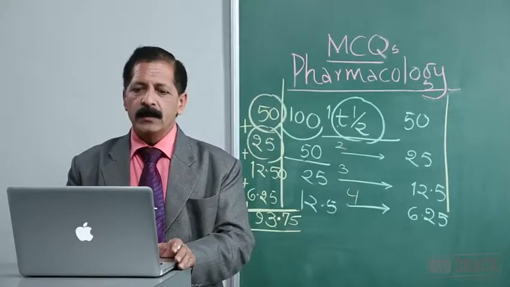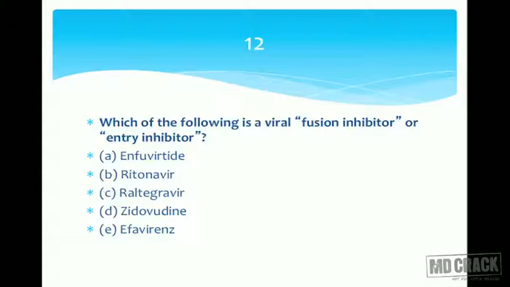We go to the next question. Which of the following is a viral fusion inhibitor or viral entry inhibitor? There are 5 drugs: enfuvirtide, ritonavir, raltegravir, zidovudine and efavirenz. All these drugs are anti-HIV agents. If you look at the names, ritonavir is a protease inhibitor, zidovudine is an NRTI, efavirenz is an NNRTI.